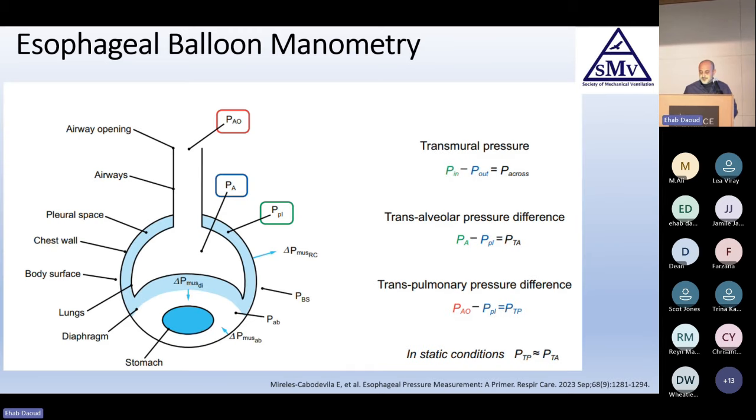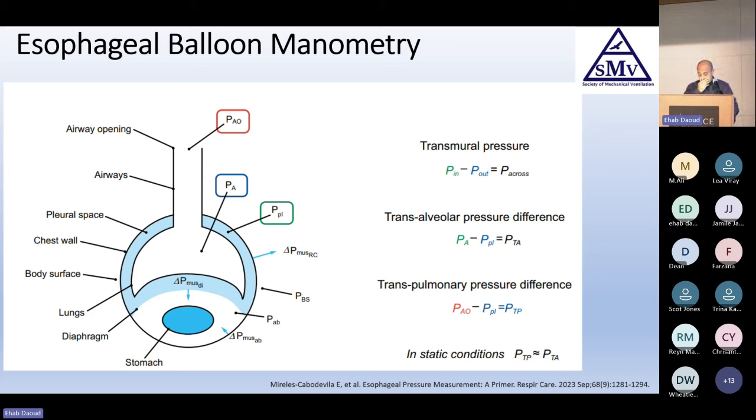We're going to talk about the terms that we're going to use for esophageal balloon manometry. And there is some confusion, but I just want to go quickly about it. The airway pressure, PAW, that's the pressure related to atmospheric pressure. This PA only, which is in the blue box, that's the alveolar pressure. And the green one is the PPL, the pleural pressure. And of course you have the abdominal pressures and the lungs and stuff. What we're interested in is the transalveolar pressure difference, which would be the difference between the alveolar pressure and the pleural pressure.